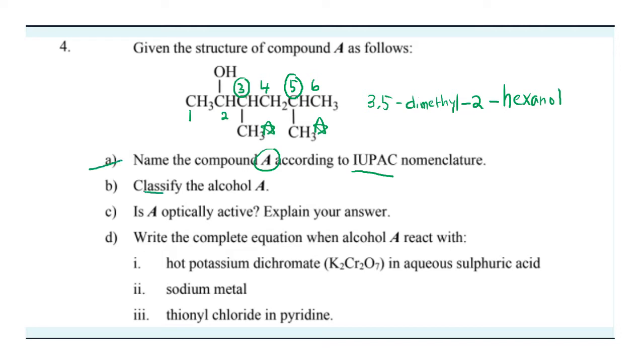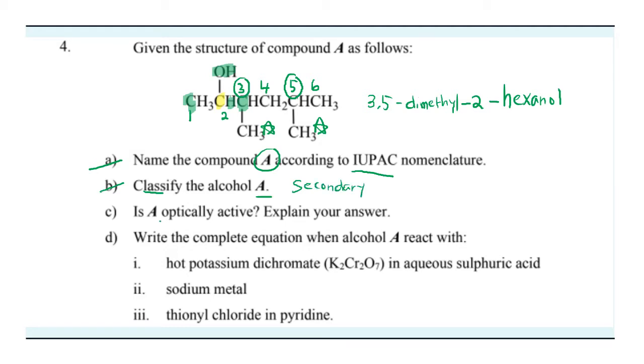Question B, classify the alcohol A. When classifying, they ask us to say whether it is primary, secondary, or tertiary alcohol. From this structure, this is the alpha carbon. This alpha carbon has 1 carbon on the left-hand side and 1 carbon on the right-hand side. The third bond is hydrogen, the fourth bond is OH. So it is only bonded to 1 other hydrogen, and the class of the alcohol is secondary alcohol.